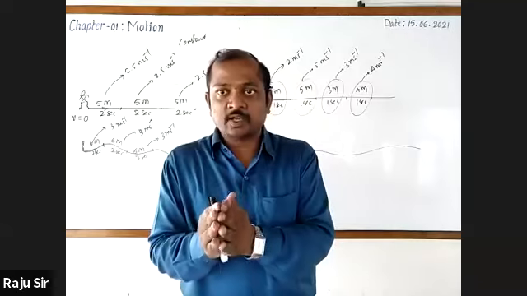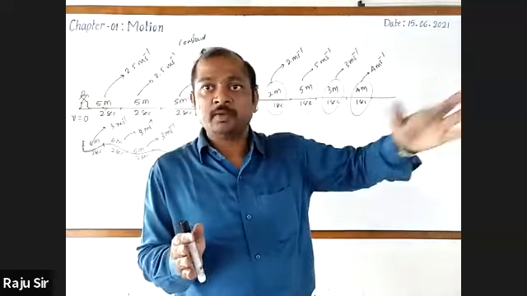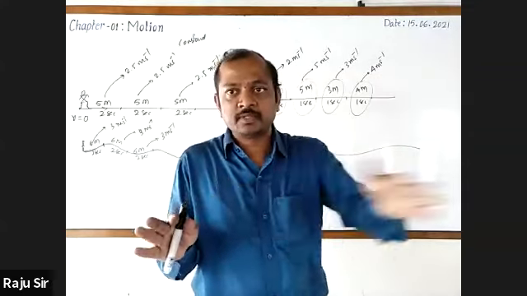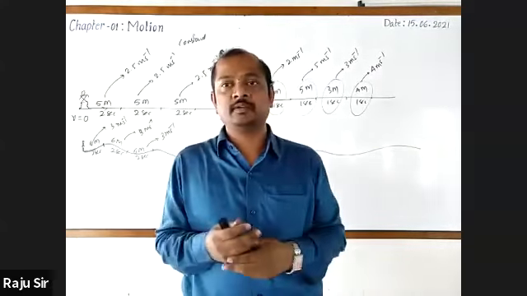Uniform. Because it keeps flowing continuously. If it is non-uniform, your speed should either increase or decrease, but it is not changing its speed at all. That means it is moving with a constant speed.